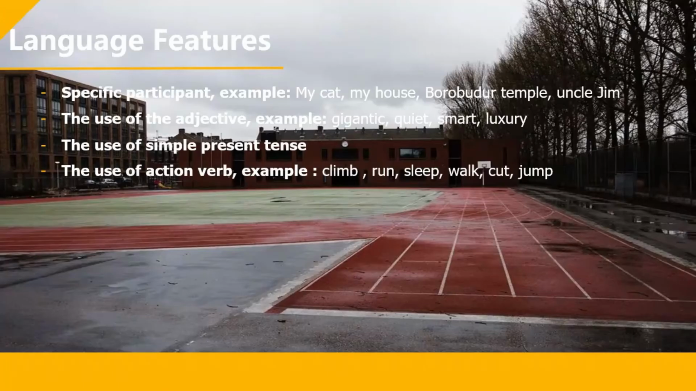Next, the language features. There are several language features of the descriptive text. The first one is specific participant, which is a certain object that is not common and is unique, only one, for example, my cat, my house, Borobudur Temple, and Uncle Jim. Then the second one is the use of adjectives to clarify the noun, for example, gigantic, quiet, smart, luxury.